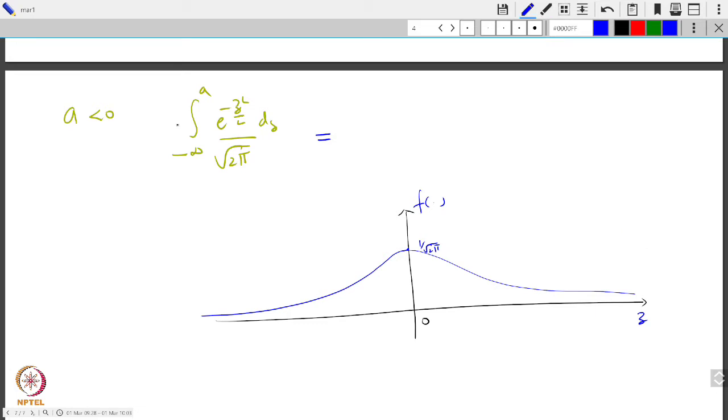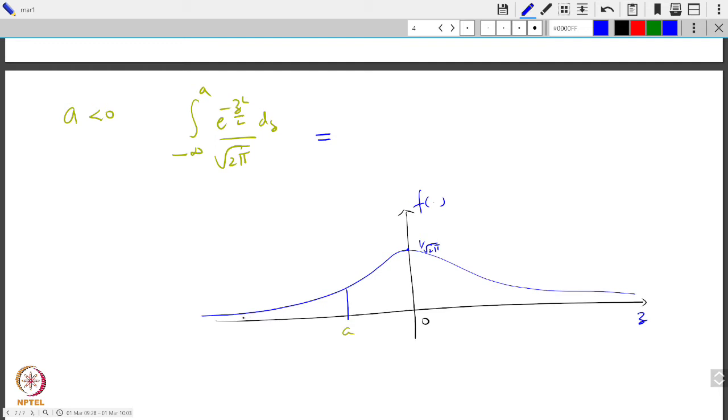Very good. So a is negative. So a is somewhere here. This is where a is, right? And I want this area, right? So I want this area.